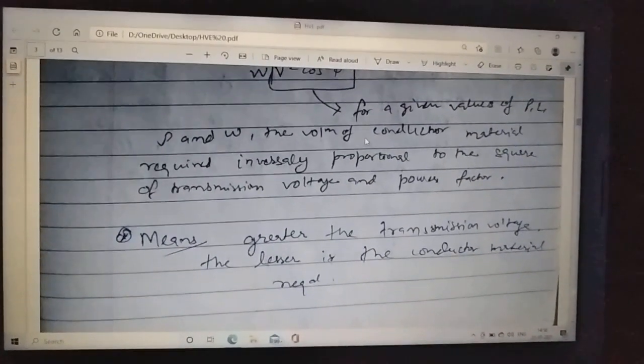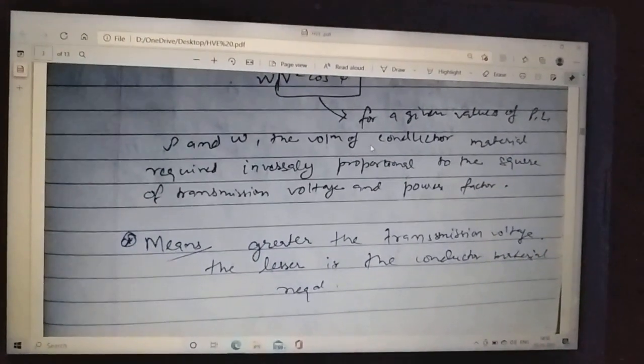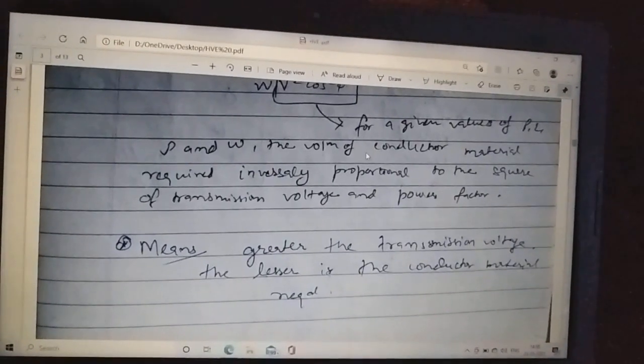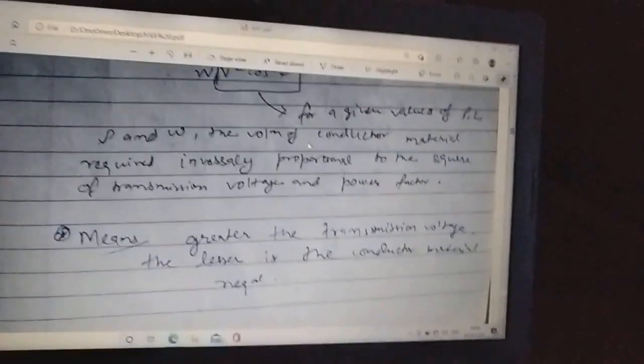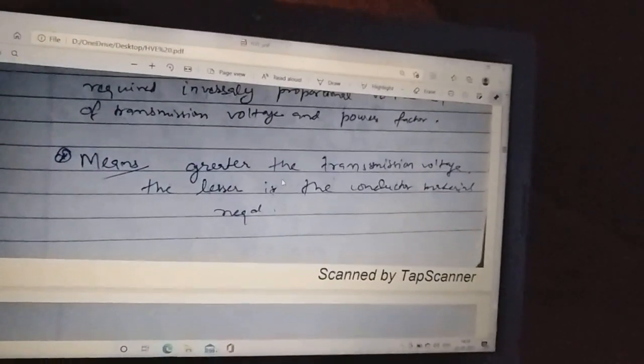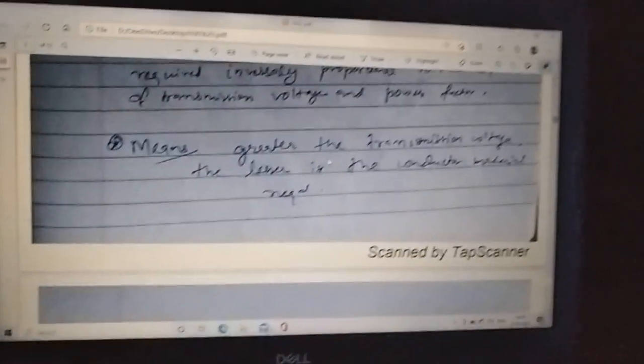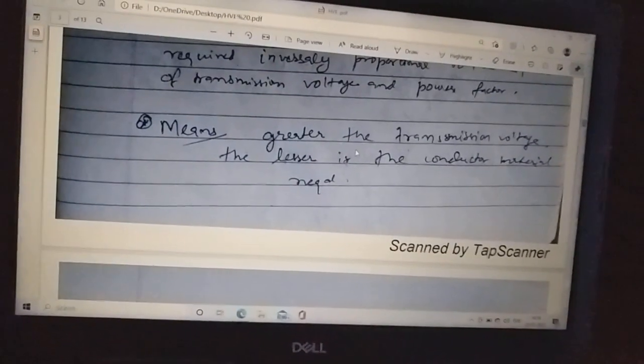From here we can see that the volume of conductor material required is inversely proportional to the square of the transmission voltage and power factor. It means that if the transmission voltage is greater, then the conductor material requirement will be lesser.